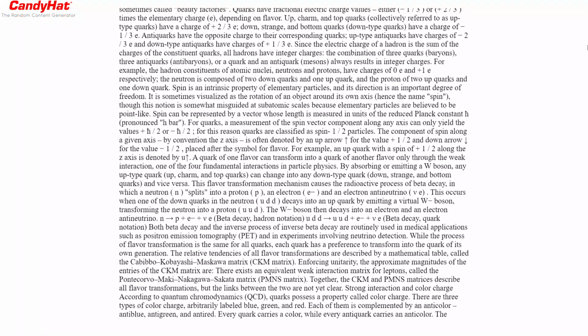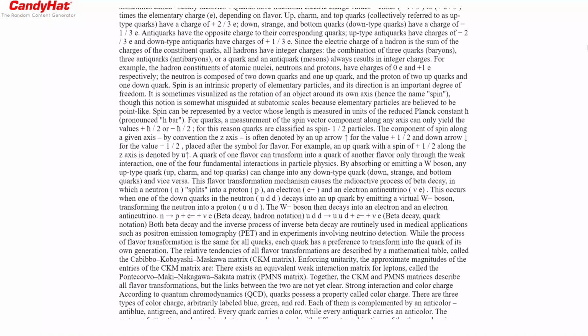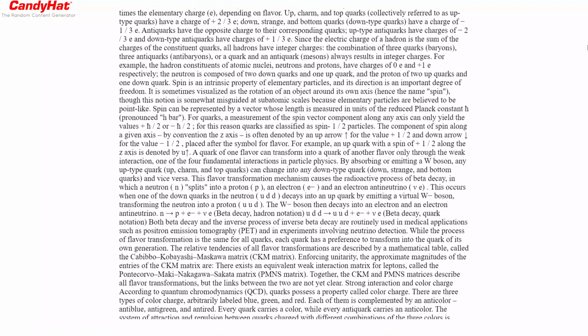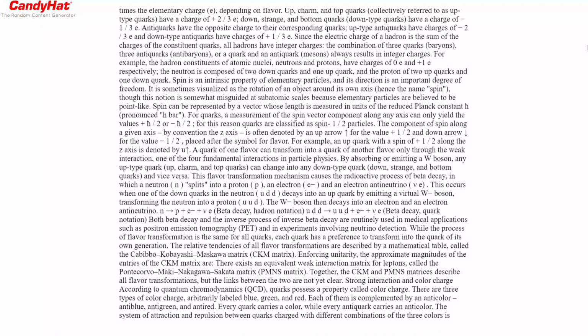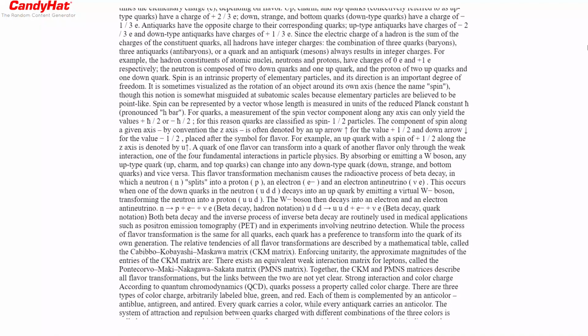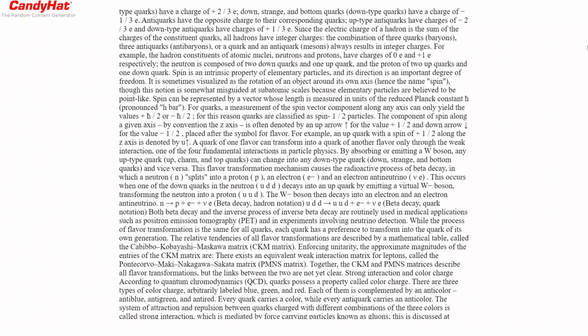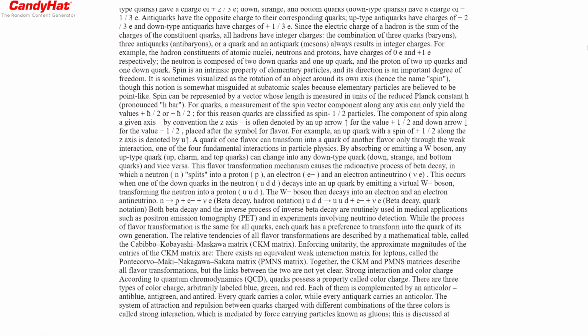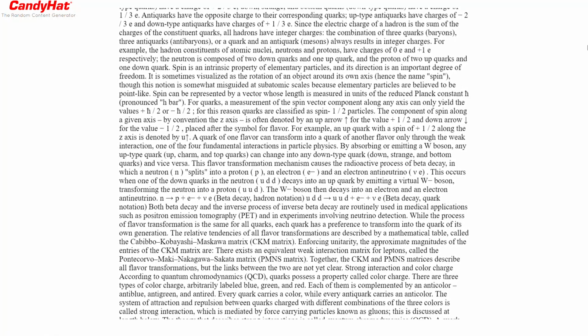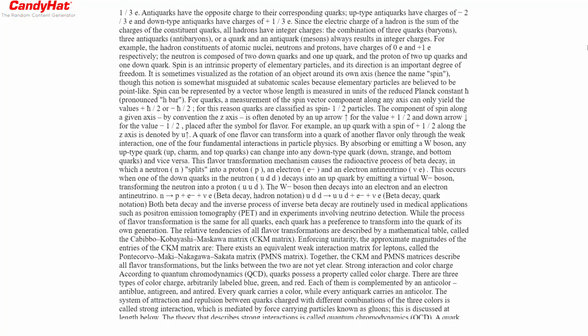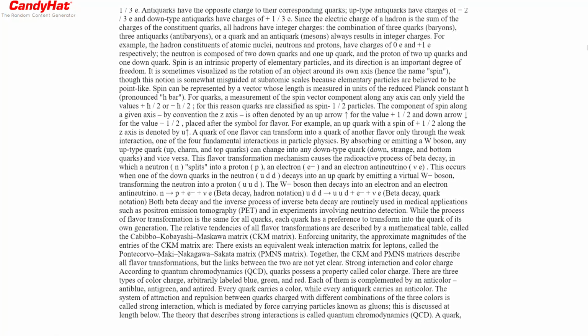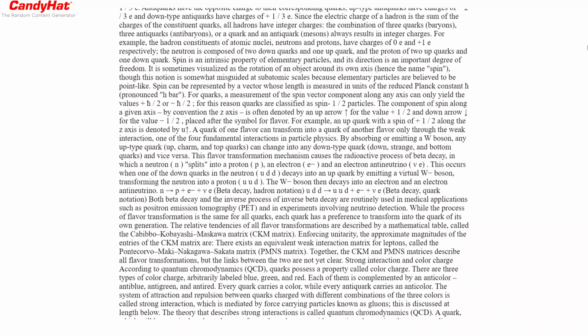Strong interaction and color charge. According to quantum chromodynamics (QCD), quarks possess a property called color charge. There are 3 types of color charge, arbitrarily labeled blue, green, and red. Each of them is complemented by an anti-color: anti-blue, anti-green, and anti-red. Every quark carries a color, while every antiquark carries an anti-color.